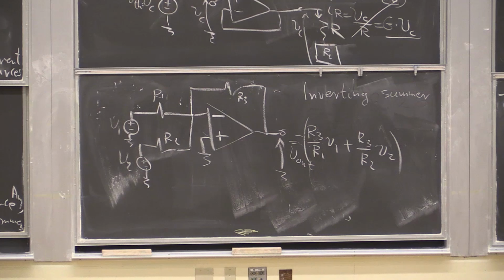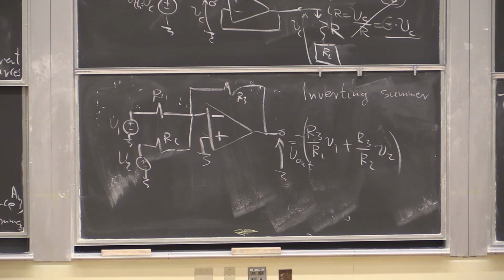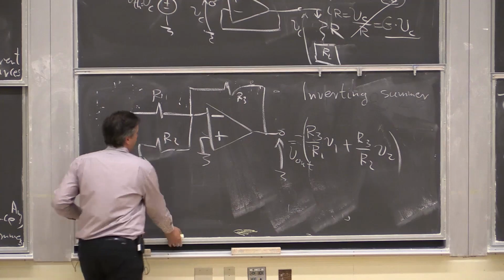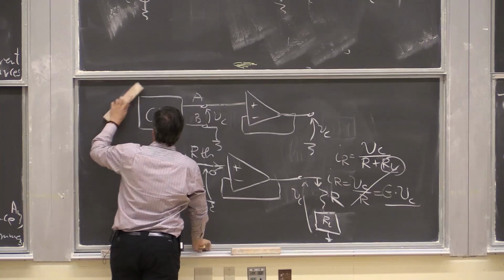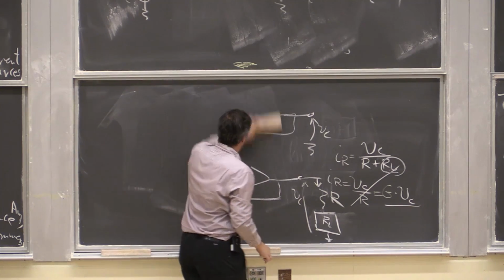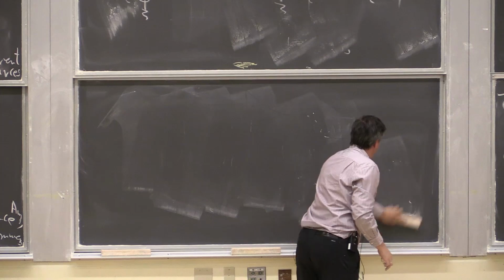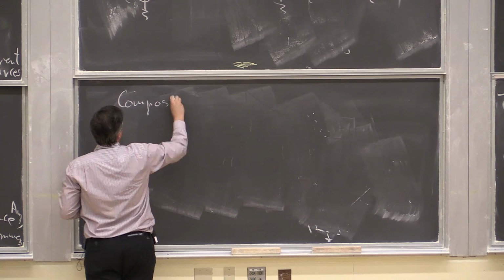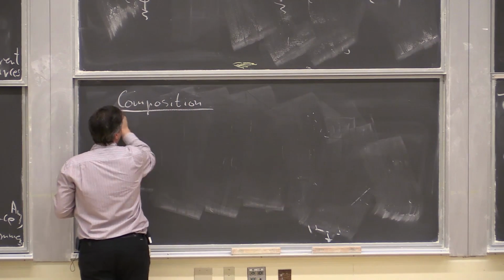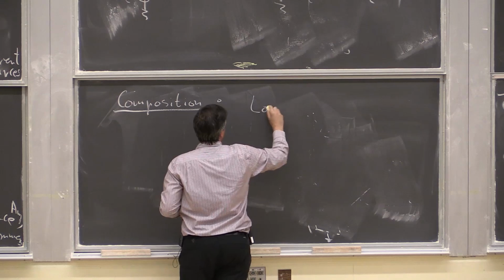Okay. So components, blocks, and then the third one is basically how to compose things. Right? So the third one is composition. So this is loading.